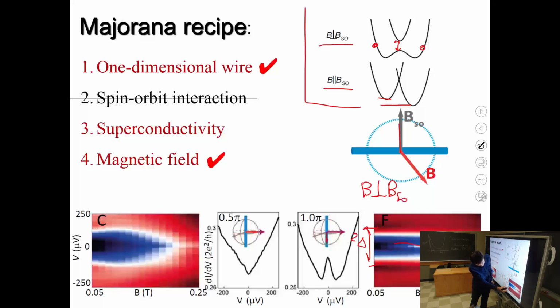So this is a zero bias peak coming up in magnetic field inside the gap, which is blue, inside the suppression. And now this is what happens when the 2 fields are aligned. B parallel to B_SO. There is no feature inside the gap. This was done for many different angles to map out when it appears, when it disappears, to check that spin-orbit interaction is an important ingredient in the creation of this Majorana recipe. So this is one of the checks that was done.